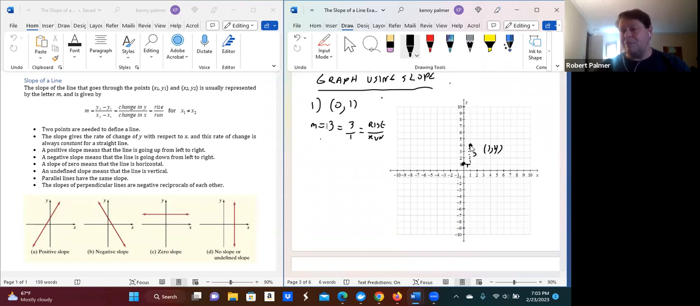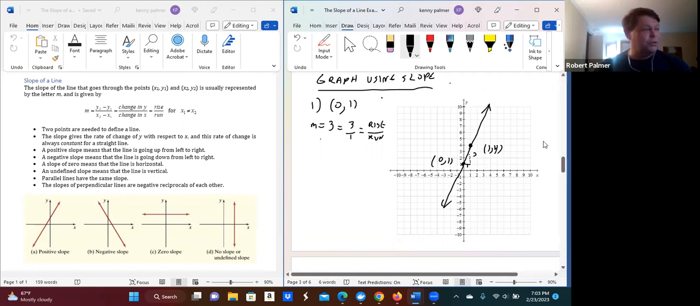I can repeat that step once again, going right 1, up 3 to find another point, but I only need 2. And so now I have 2 points on my line, of course, with the original point being (0, 1). Okay, so you can graph using the slope. Let's do one more of those.